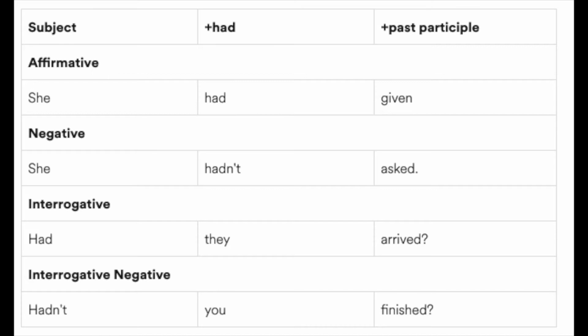Interrogative or question, had they arrived? Interrogative negative, hadn't you finished? Notice those three are complete sentences. And remember, do not separate that contraction when you're using hadn't in a question. Hadn't you finished? You don't want to say, had not you finished? No. Remember, keep that contraction when asking a question.